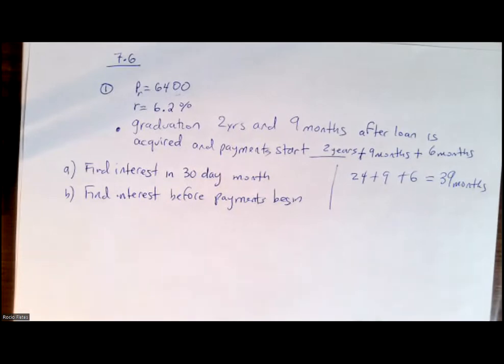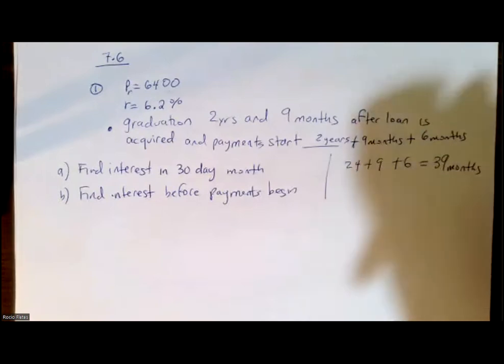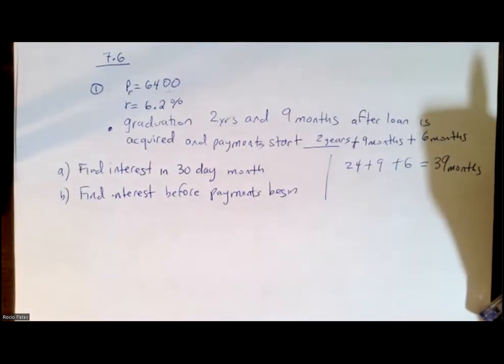Okay, so for part A, they're asking for the interest in a month. So there's a formula. I'm going to show you something here in your workbook. Let me take you there first.